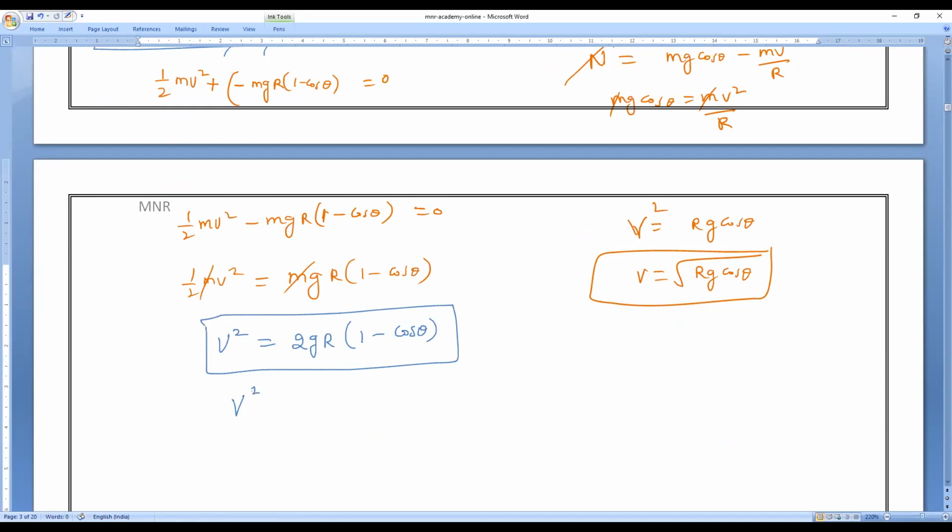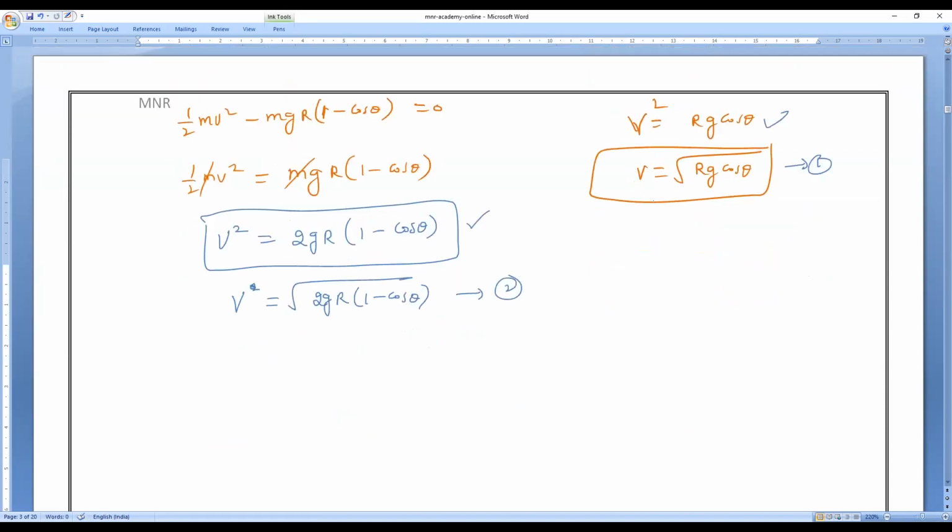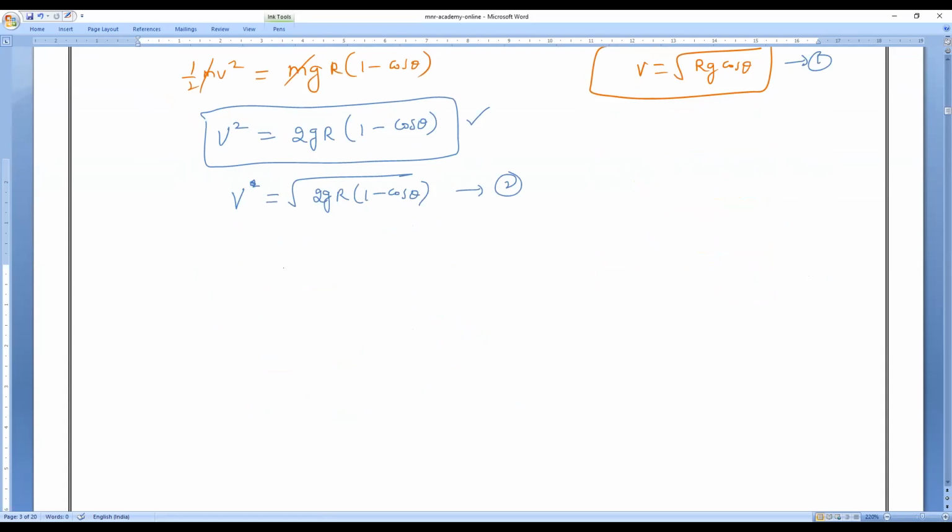So this is v square. So v is equal to root over 2gr into 1 minus cos theta. So this is equation number 2 and this is equation number 1. So both equations you can equate. Both our velocities are same. So equate both equations, equate 1 and 2. So what will happen? Root over rg cos theta is equal to root over 2gr into 1 minus cos theta.